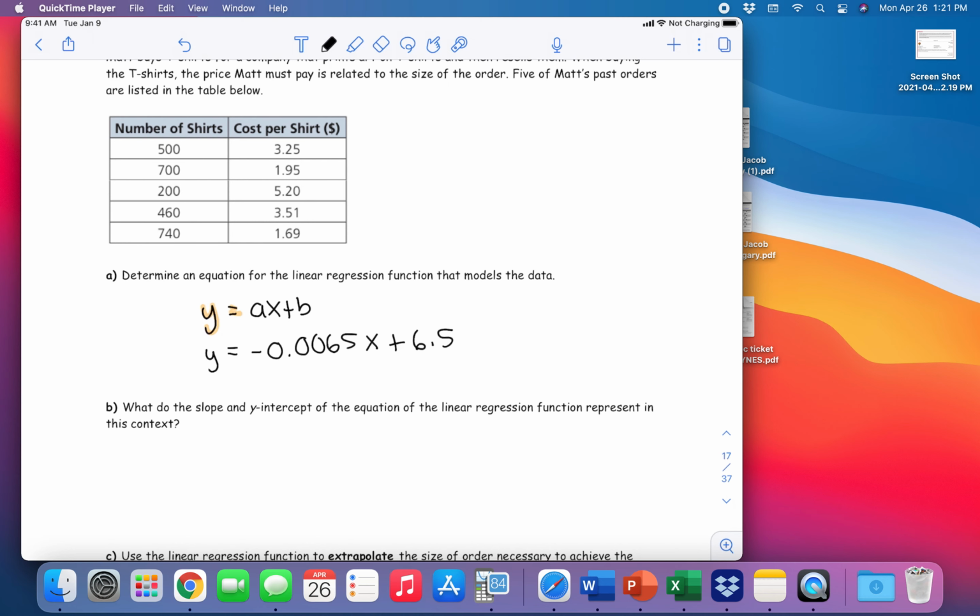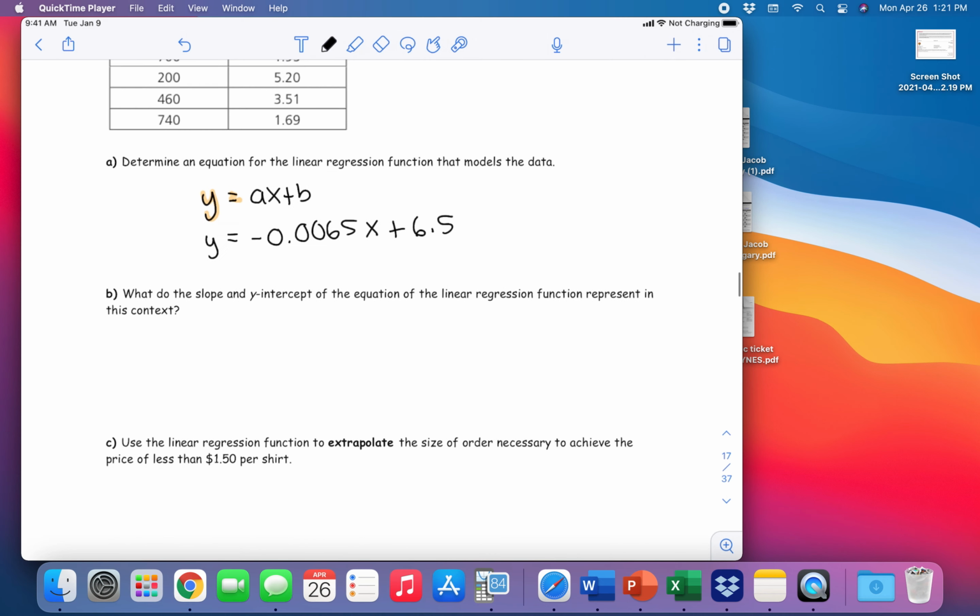Next, we want the slope. The slope is always the value that comes in front of your x, which in this case is your a. Your a is negative 0.0065. That's your slope. What it represents is how the price is decreasing depending on how many shirts you buy. So for every shirt that you buy, your price decreases by this.